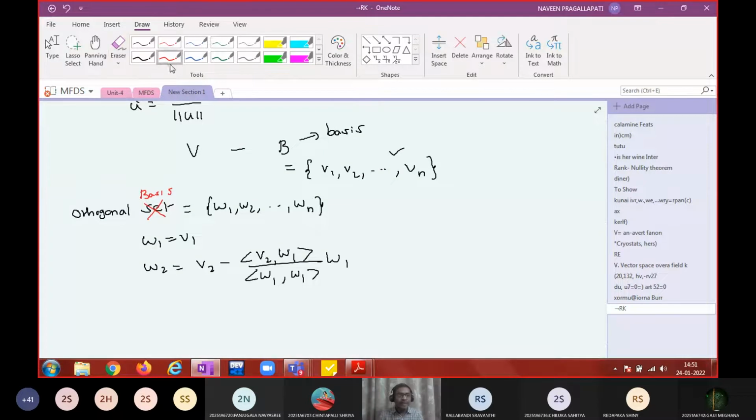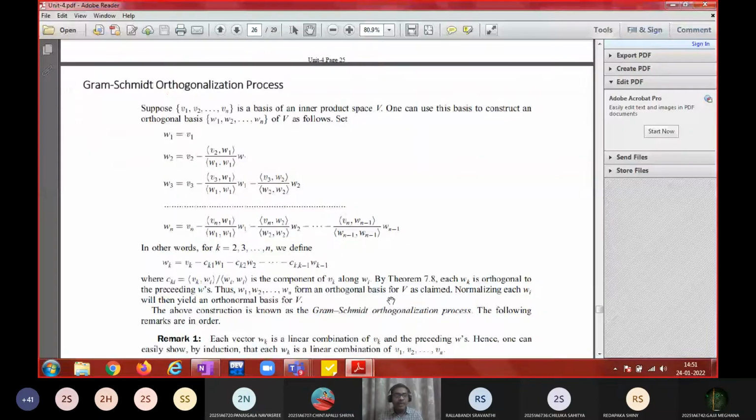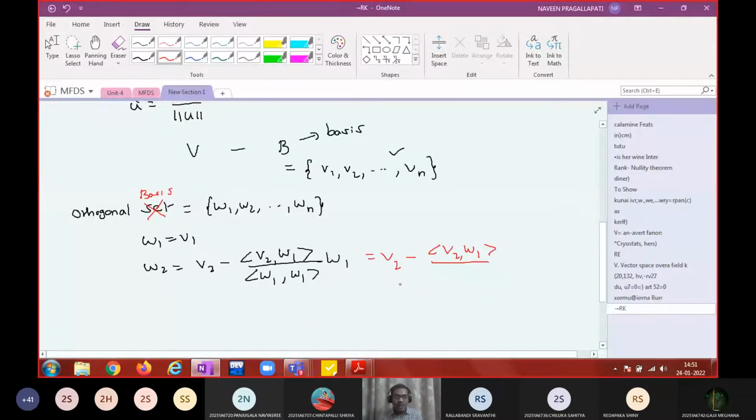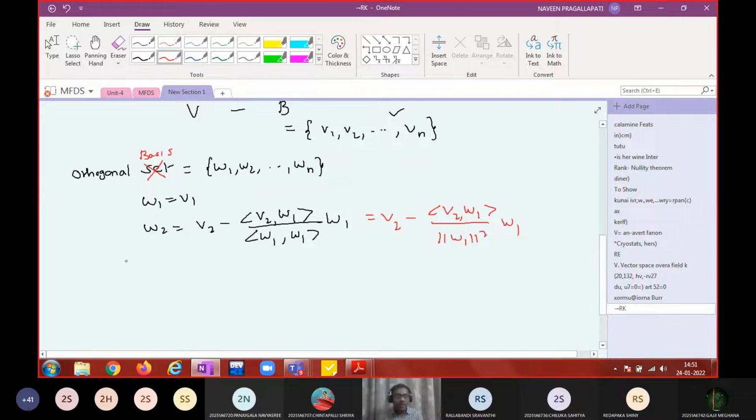So this is basically v2 minus the inner product of v2 with w1. The inner product you can call the dot product only, because we are going to use the dot product only. So you can put a comma here, and w1 comma w1 is nothing but norm w1 whole square, into w1. Similarly, how do you find w3?